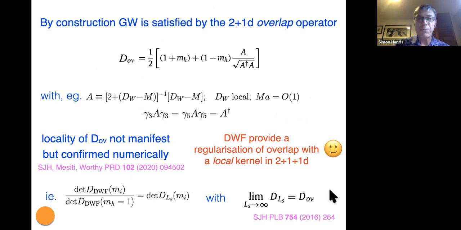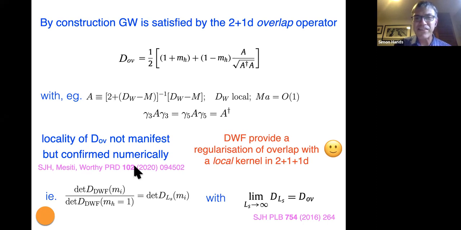It's possible to construct an operator which satisfies the Ginsparg-Wilson relation. It's called the overlap operator. Here it is. A is some complicated function of a local operator. But the point is this 1 over the square root of A dagger A is a little bit worrying, because what it means is that it's not clear that the overlap operator is actually local. It's not manifest. In fact, it has to be confirmed that it behaves locally. That has to be checked and confirmed numerically. I'm not going to show you the evidence here today, but just to tell you that we have done it. We have addressed this question in a recent paper.